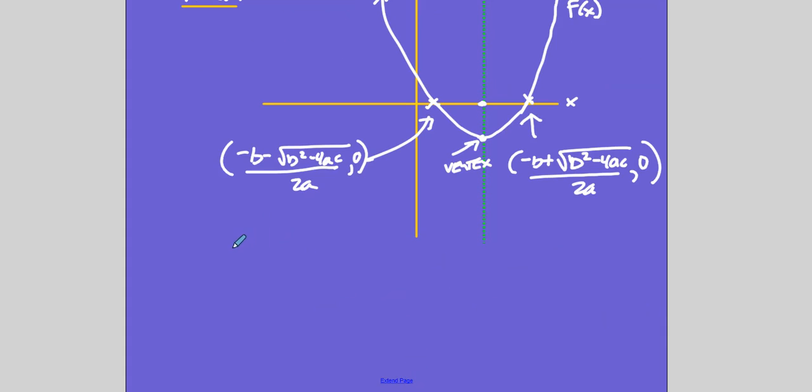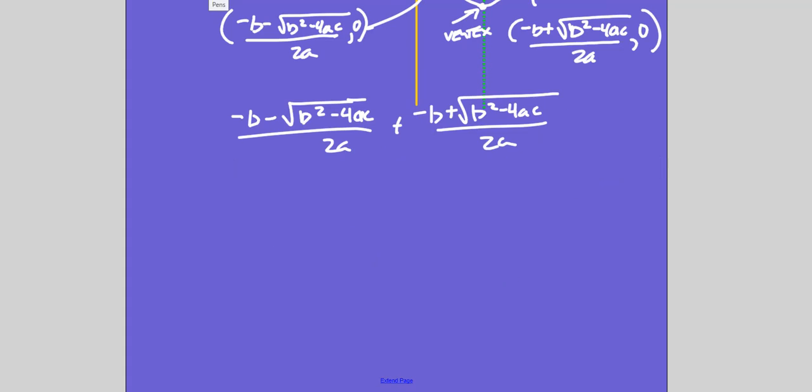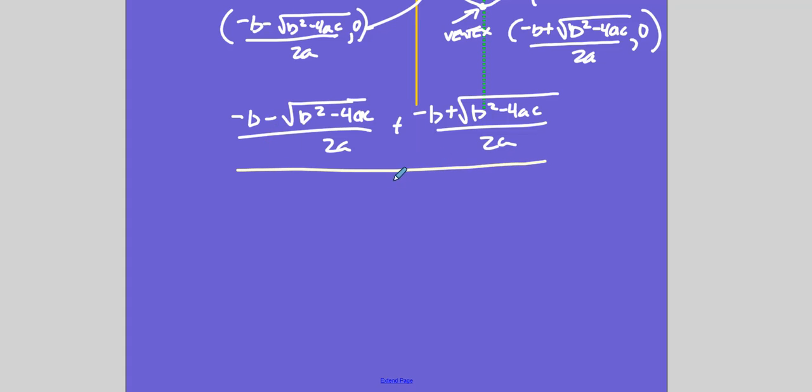So I'm going to take the x-coordinate: negative b minus the square root of b squared minus 4ac over 2a, plus negative b plus the square root of b squared minus 4ac over 2a. Now I need to divide everything by 2, because that's how you average 2 numbers. You divide by 2 after you take the sum. Now I'm going to write the numerator. This expression here I'm going to write as one expression, or I'm going to break it up. Everything's over 2a.